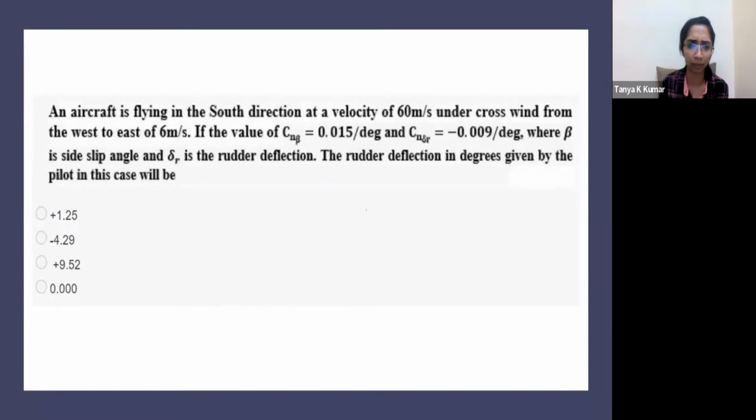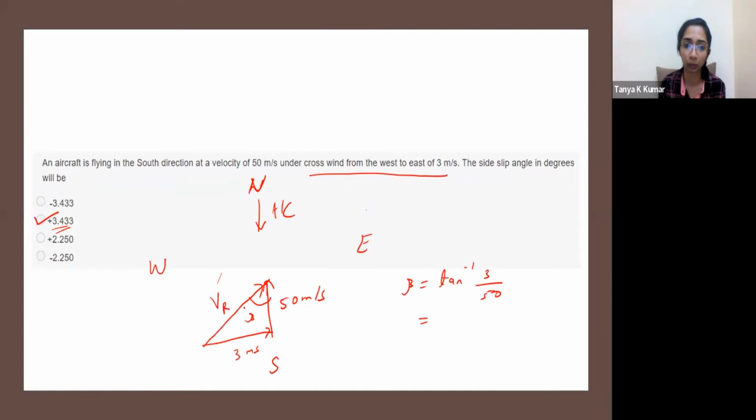Similar to the previous question, along the same lines, you have an aircraft flying in the south direction with a velocity of 60 and the crosswind similarly from west to east, 6 meters per second. They've asked you to find the rudder deflection. Okay, so you have velocity. The answer would be positive. Okay, it would be positive 3.433 because your resultant velocity is towards the right of this, not towards our right, towards the right of your forward motion.